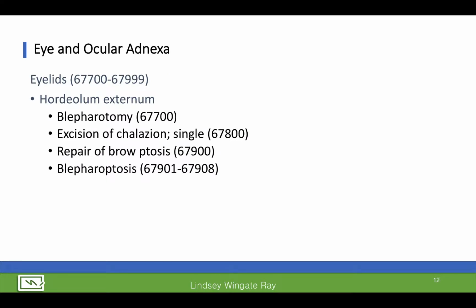Eyelids 67700 through 67999 are grouped by incision, excision, destruction, tarsorrhaphy, repair, and reconstruction. Drainage of an abscess of the eyelid is 67700. A blepharoptosis is skin hanging over the free border of the eyelid. Repair of this is 67901 through 67908.